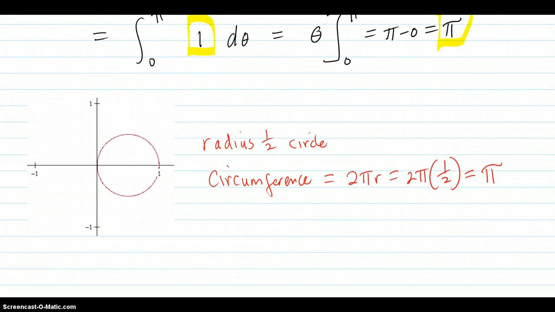Now, of course, this is a radius 1/2 circle. So it should, and it does, have circumference 2 pi r, but the radius is 1/2, so 2 pi times 1/2 is pi. So it totally checks out the way it should.